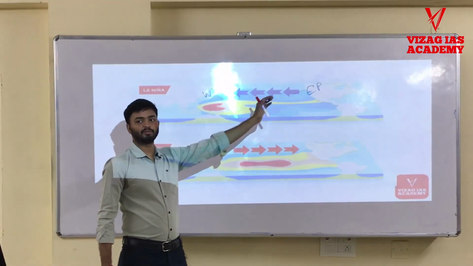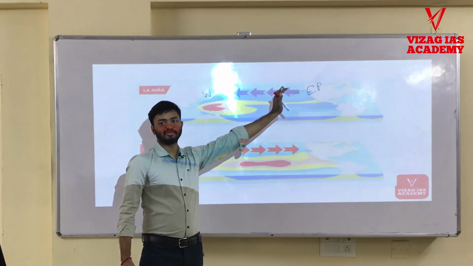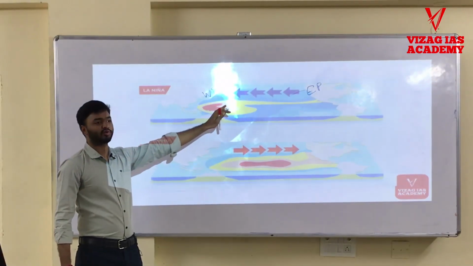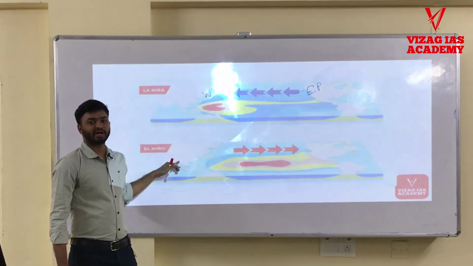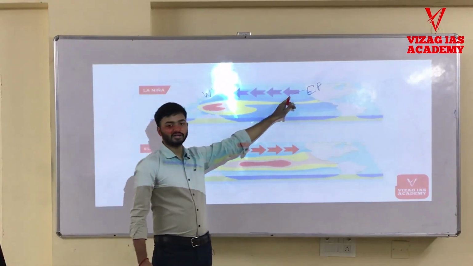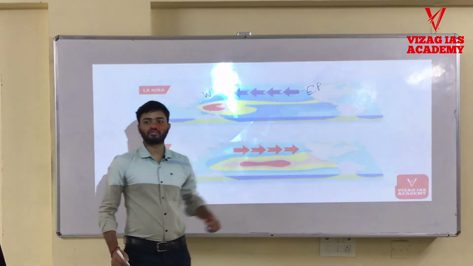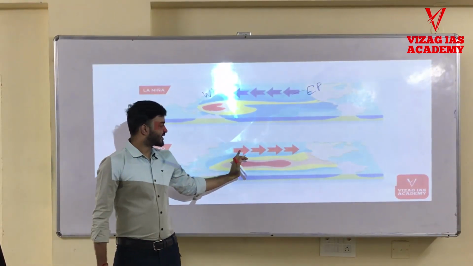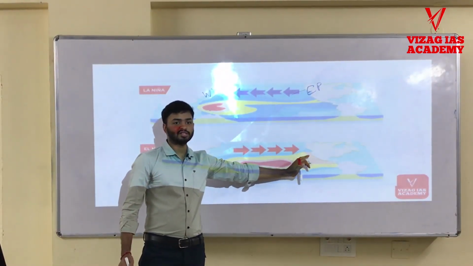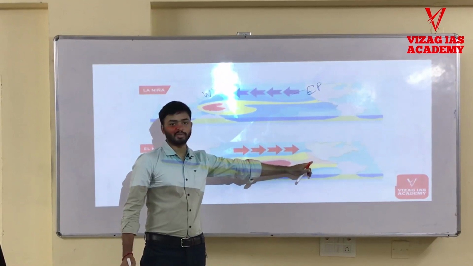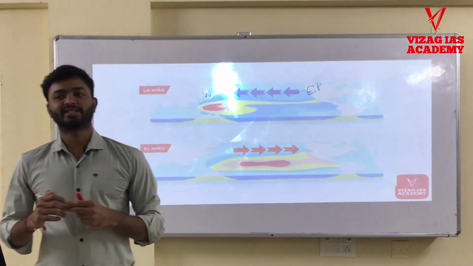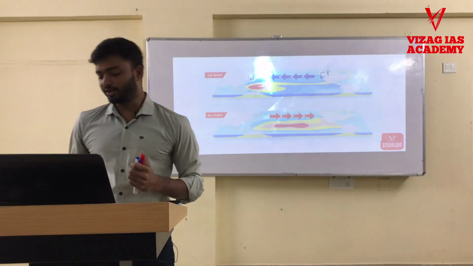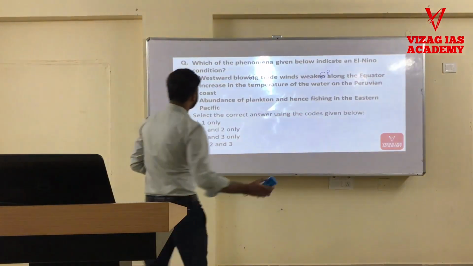The normally blowing trade winds blow the surface hot water towards the Western Pacific. Whereas in El Nino condition, these trade winds are weakened. Because of the weakening of trade winds, the surface water is piling up towards the Eastern Pacific. So this alters the climatic conditions in that region. This is called El Nino. Now let us see the statements.